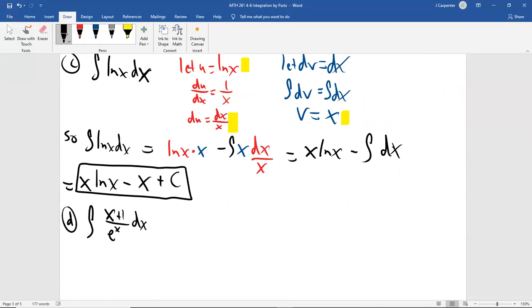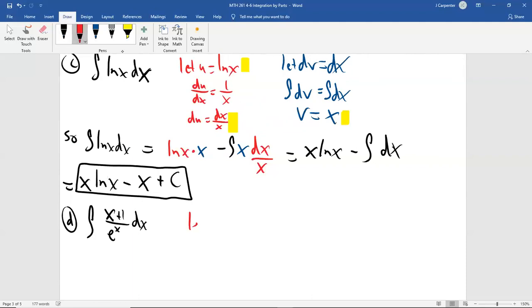Another student might say, well, just let u be the exponent. And if u is x, its derivative is 1, and it won't cancel this x plus 1 when you go through and plug in the differential. Substitution fails miserably on this problem. Parts is the way to go.